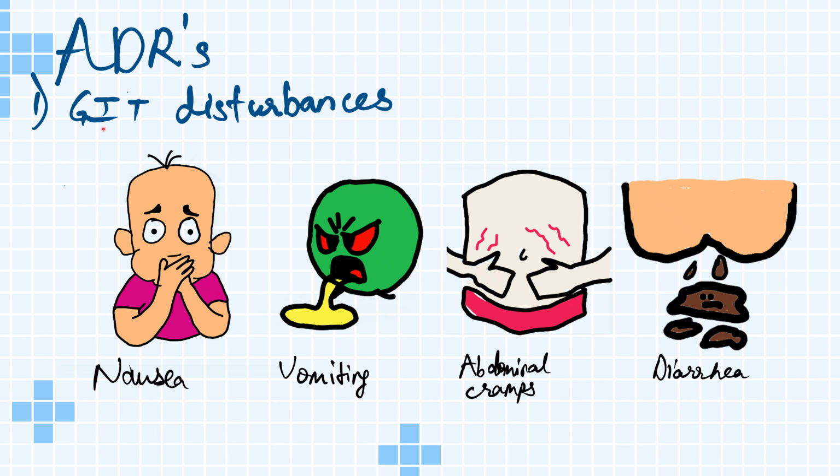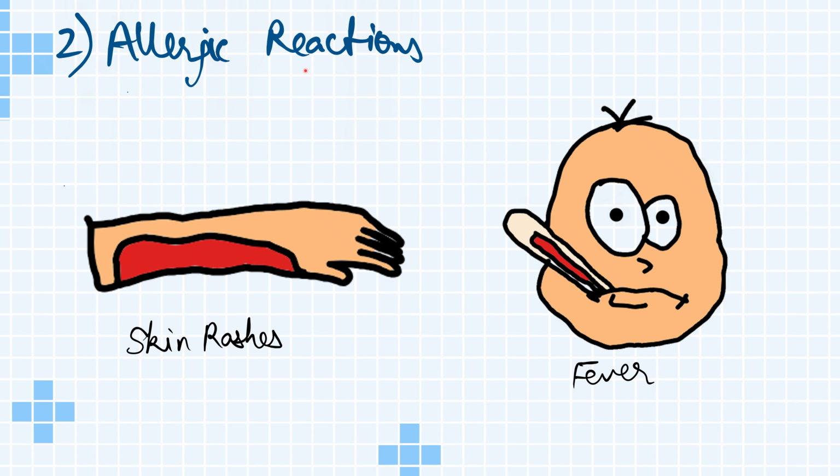The most common adverse effects are GIT disturbances. Patients may experience nausea, vomiting, abdominal cramps, and diarrhea during the treatment. Allergic reactions may occur in some patients. Common symptoms include skin rashes and fever.